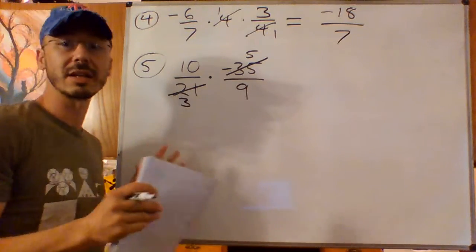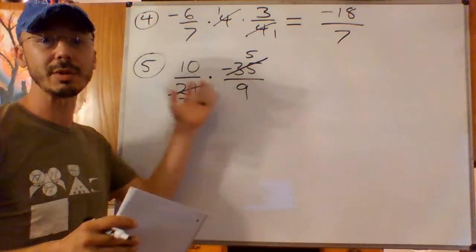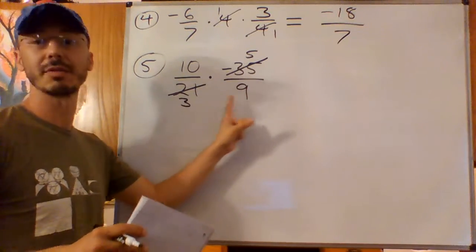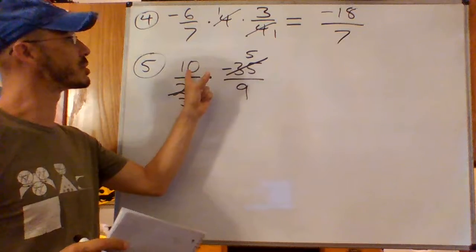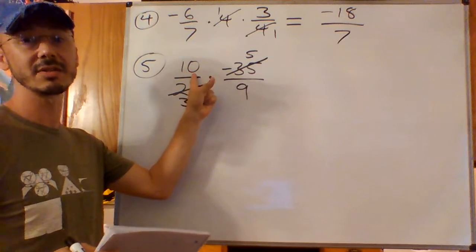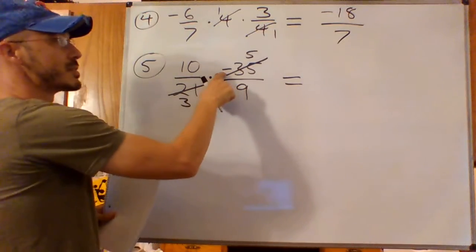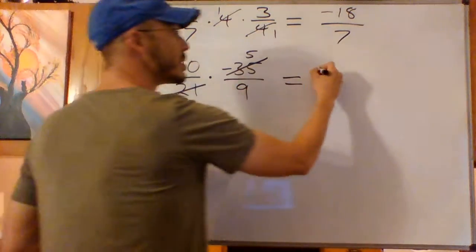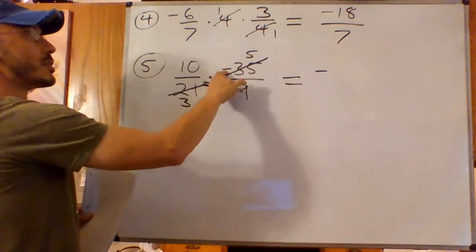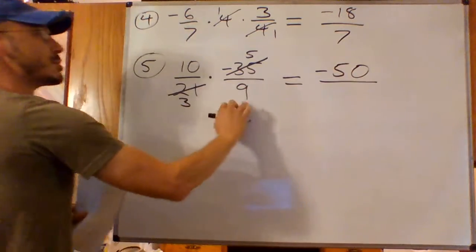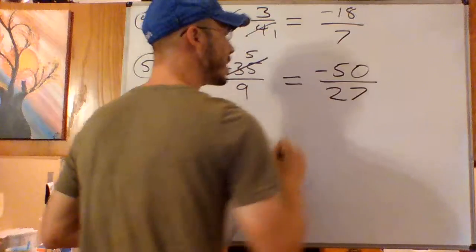And that's all the canceling I can do, because in the denominators of these fractions, there are only factors of 3, 3 and 3 times 3. And up here, there's only 2 and 5. 10 is 2 times 5, and that 5. But there's a negative sign, so my numerator is going to be negative. 10 times 5 is 50. 3 times 9 is 27. And that's it.